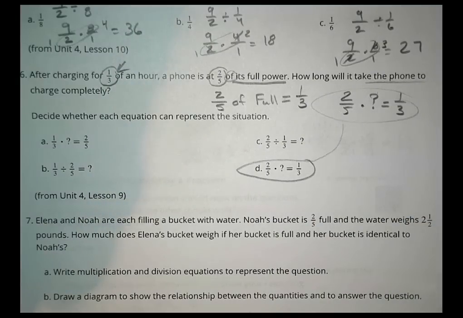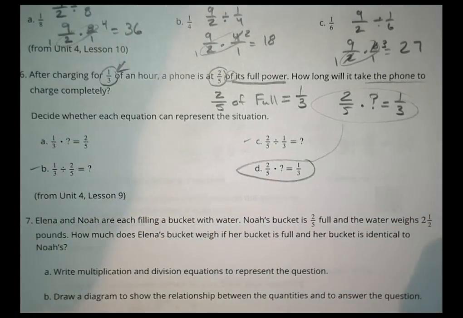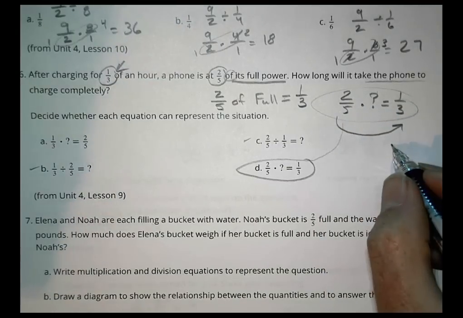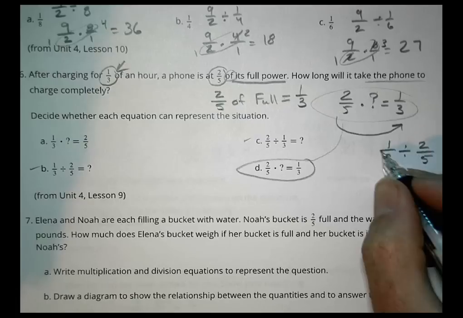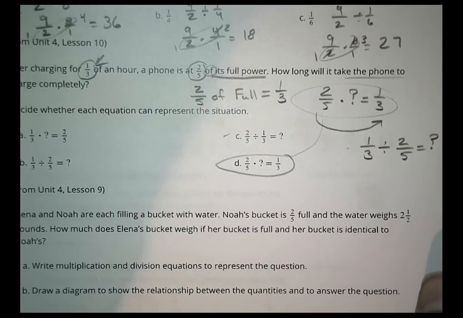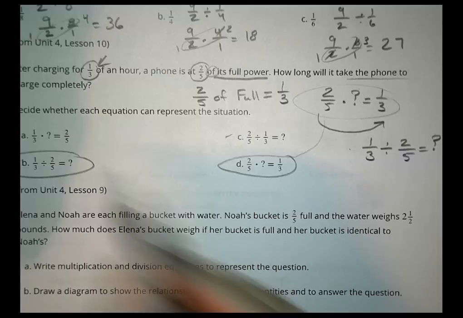That's easy enough. So which one of the division problems, C or B, is going to match that? Well, to move the 2/5 over here, we're going to divide. So that becomes 1/3 divided by 2/5 is equal to the question mark. So which one does that match up with? Oops, ran out of space there, sorry about that. Well, that's going to be right here at B.